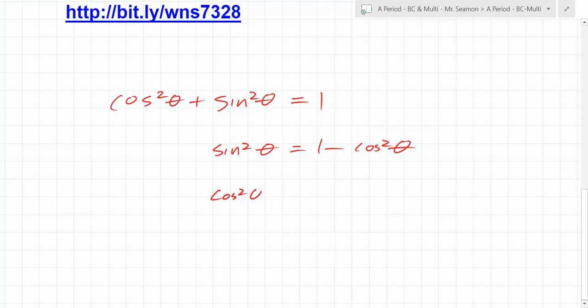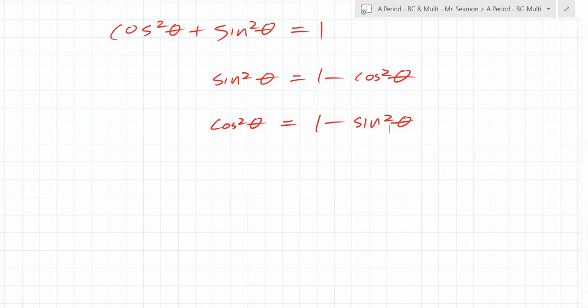Actually, it's easier than that. What's cosine squared theta plus sine squared theta? One, right? You'll see it rewritten a few ways. Sine squared theta is going to be 1 minus cosine squared theta, and you're going to see cosine squared theta written as 1 minus sine squared theta. So when you see 1 minus cosine squared theta, you're going to make this direct substitution.